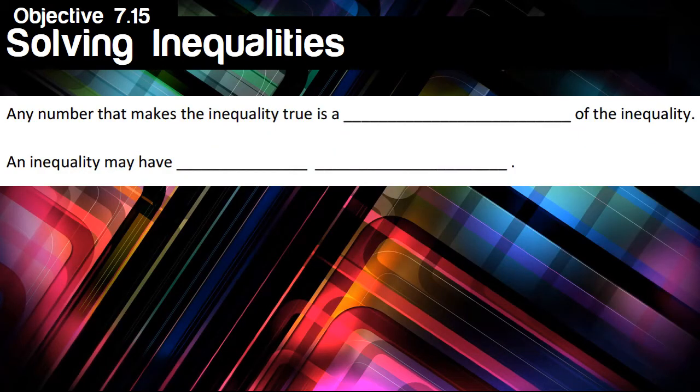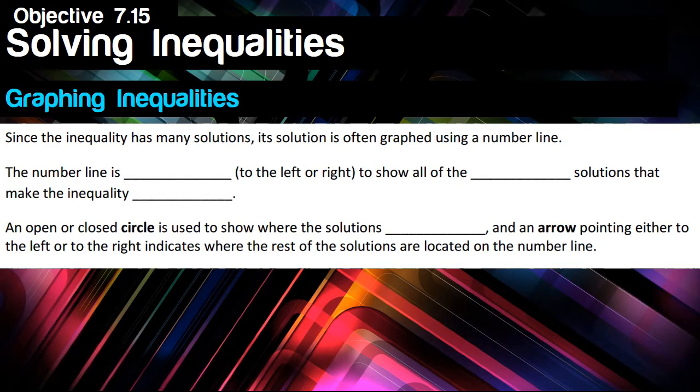So we have a couple fill in the blanks here. Any number that makes an inequality true is called a solution of the inequality. And an inequality may have many solutions. So when we talk about the solutions to inequalities, you'll notice that it's going to be multiple numbers. Since the inequality has many solutions, it's often graphed using a number line. A number line is graphed left to right, so fill in the blanks here: a number line is graphed to show all of the possible solutions that make the inequality true.